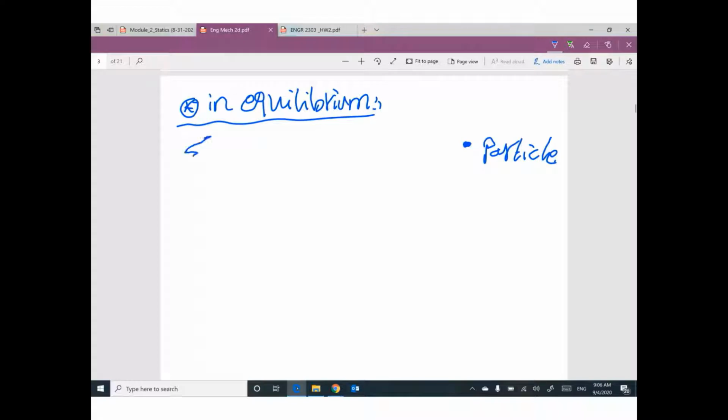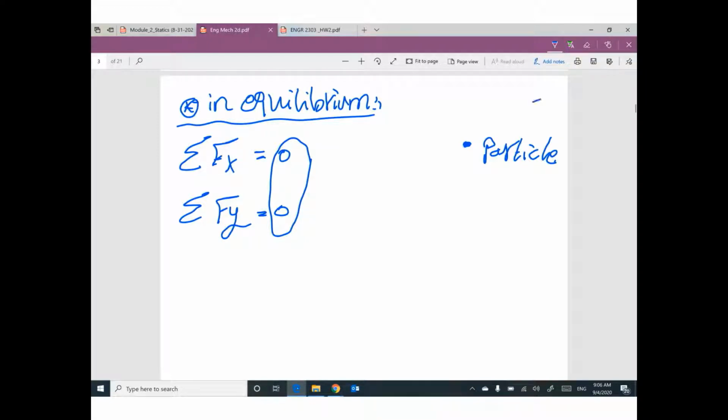All horizontal components, the summation of all horizontal components, equals 0. The summation of all vertical components equals 0. Why equals 0? Because this particle is in equilibrium. In equilibrium means no movement, right or left, or up or down.